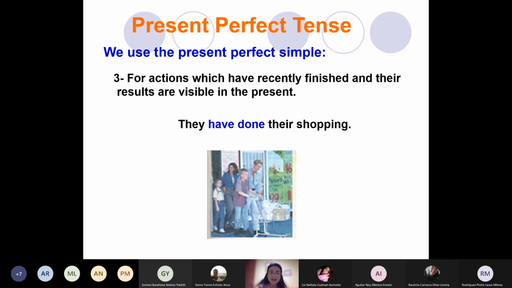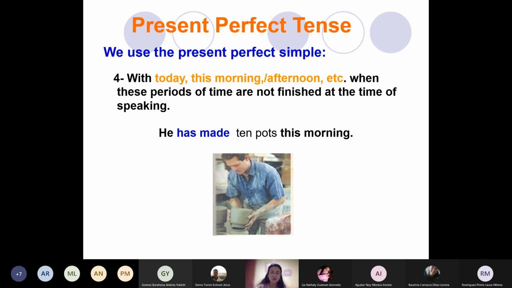As you can see here, look at, you have the auxiliar have. ¿Por qué have y no has? Porque es que el sujeto es plural, they have. And the verb done is in past participle. El pasado es did, pero aquí utilizamos el participio pasado, porque no vamos a decir ellos hicieron, sino ellos han hecho las compras. They have done their shopping, okay? And these are the examples where you use the present perfect tense.